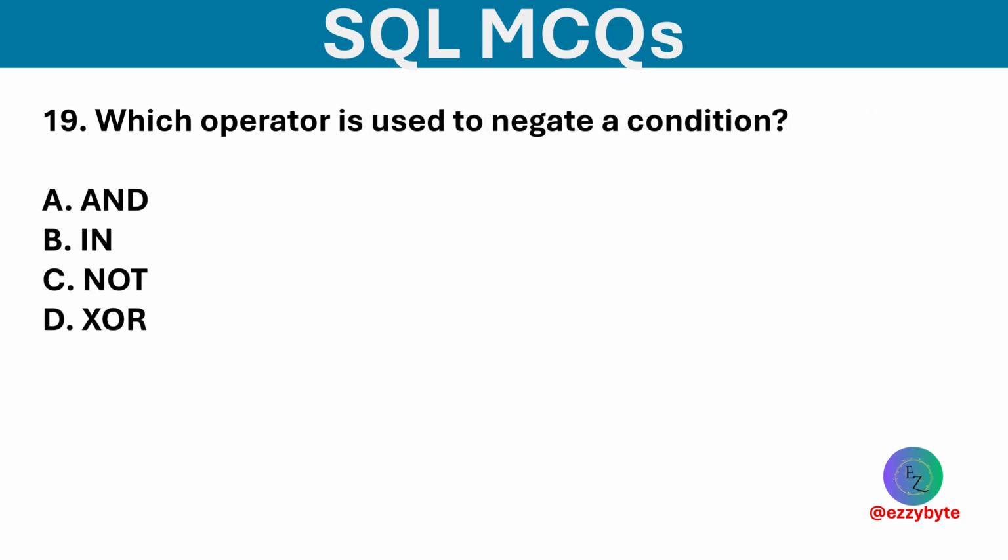Which operator is used to negate a condition? Options are and, in, not, and XOR. Option C is correct. Not reverses the logical result of a condition.